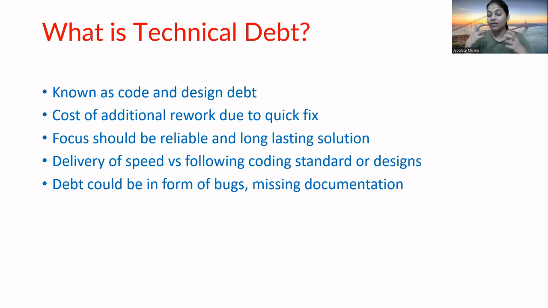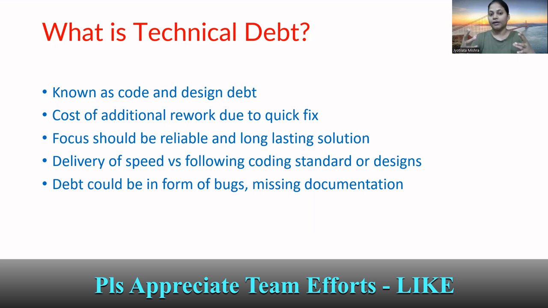Okay, so hence they are a debt. If you don't fix them on time, you end up paying a higher price, and the higher price is additional rework and refactoring, and ultimately you have to stop for a while, refactor your code, and you cannot proceed with your product development. Okay. So as an engineer, our focus should always be on reliable and long lasting solutions, rather than focusing on quick fixes or temp fixes just to resolve certain things. Okay. And how do you get to know about these debts? Through bugs or missing documentation.